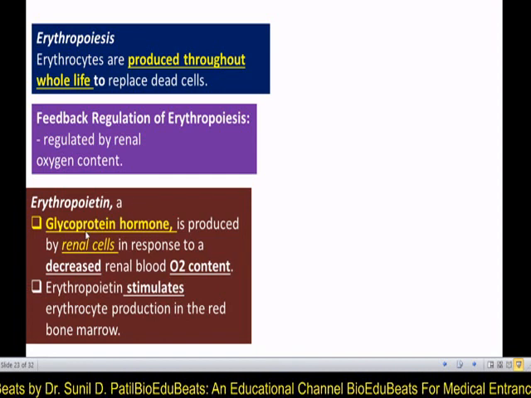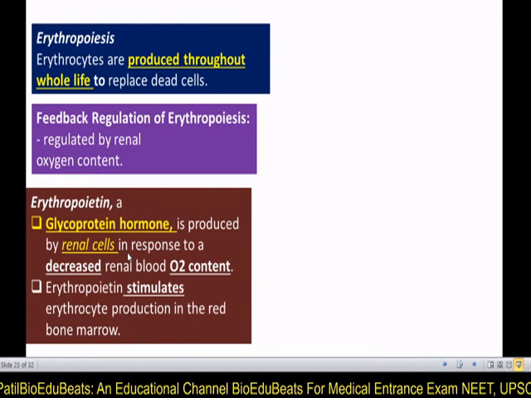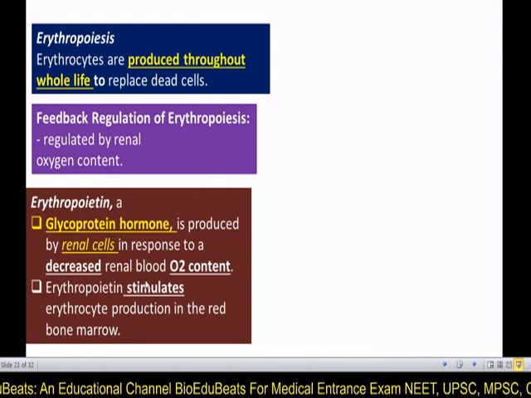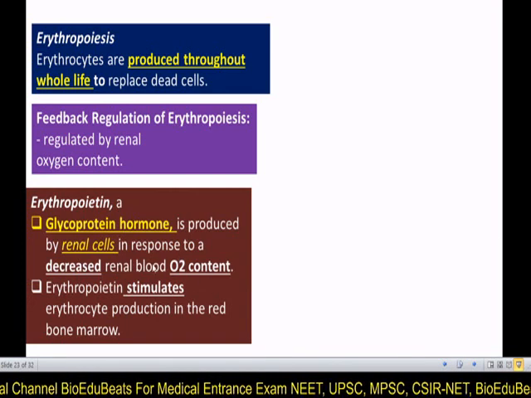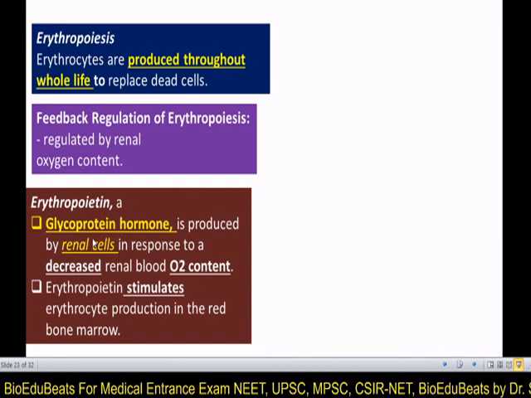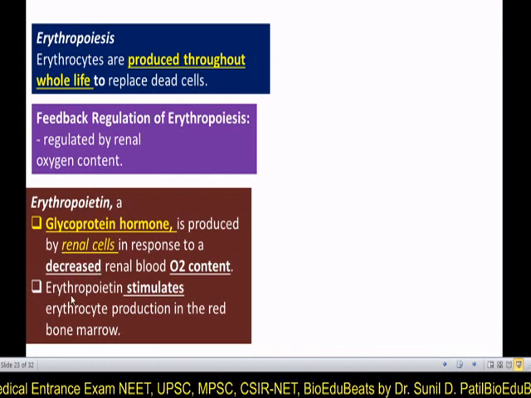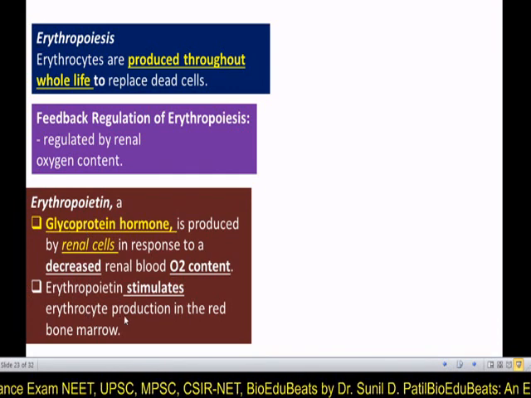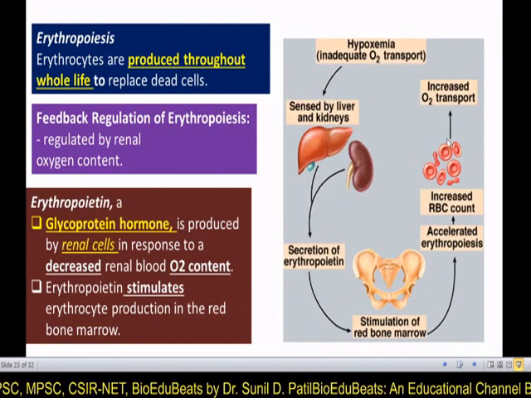Erythropoietin is the name of a glycoprotein hormone produced by the renal cells, or kidney cells, in response to decreased renal blood oxygen content. When there is less blood oxygen to the renal cells, they secrete the hormone erythropoietin. The erythropoietin stimulates erythrocyte production in the red bone marrow. So this is the way.